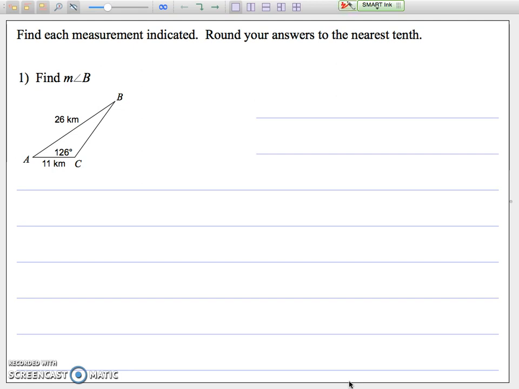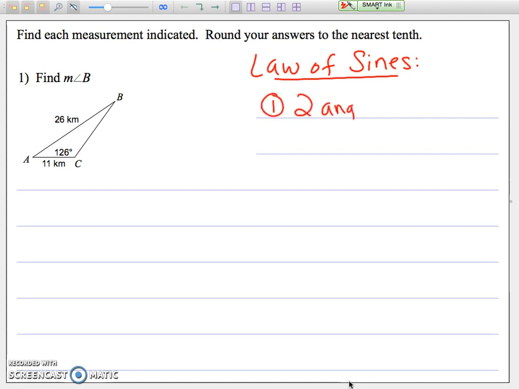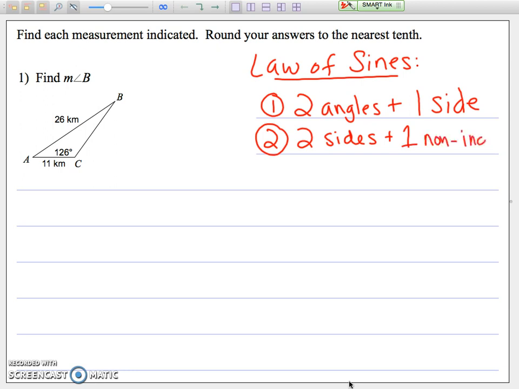Somewhere on the side of your paper, you're going to want to write this down: law of sines. The first thing you have to know is that you're going to use the law of sines if, one, you have two angles plus one side. That's the first thing you're going to look for. And the second thing is if you have two sides and a non-included angle. I'll show you what that means.